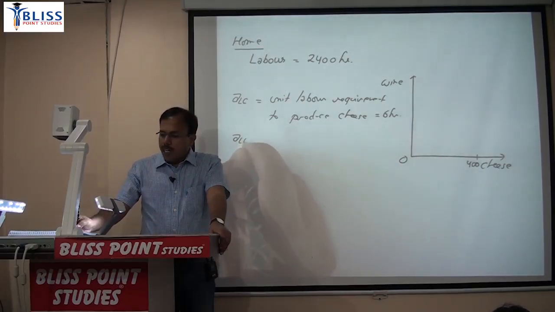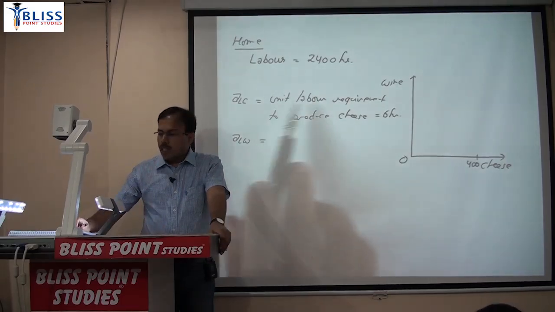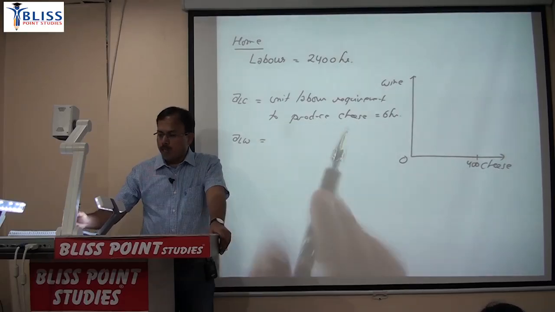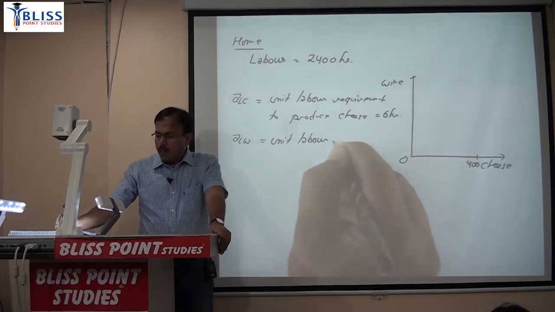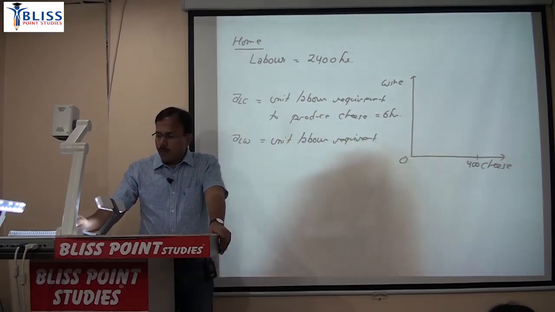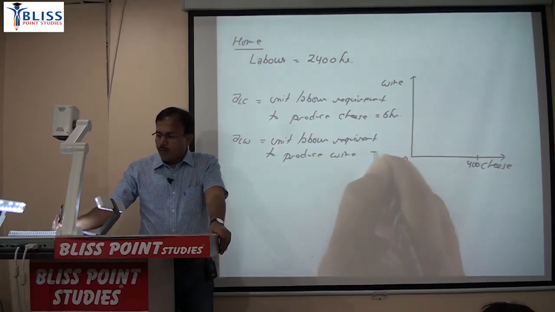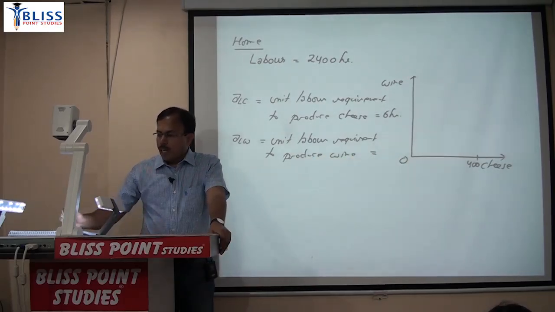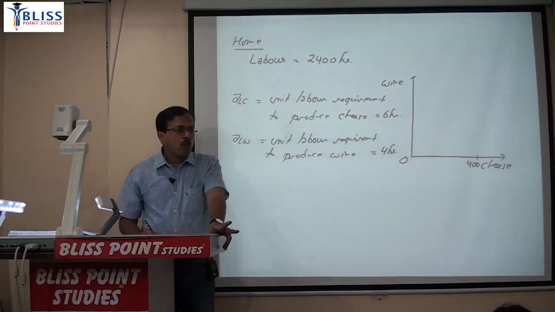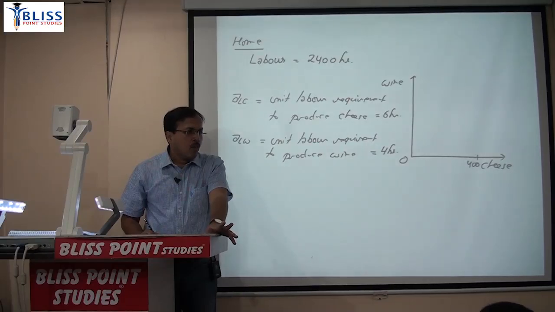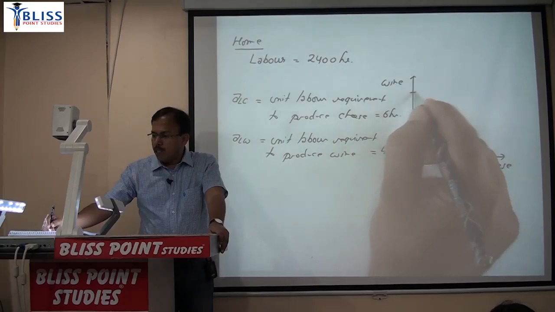On the other hand, if I write ALW, apply करो concept, क्या पढ़ना है इसको? Unit labor requirement to produce wine. So ALW is unit labor requirement to produce wine. And if it is 4 hour, it means to produce 1 unit of wine it takes 4 hours. So in 2400 hour how many unit? 600. So here it will be 600.